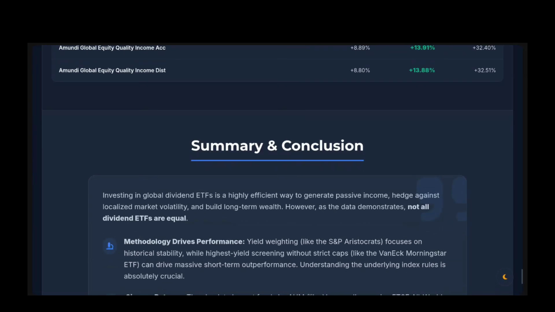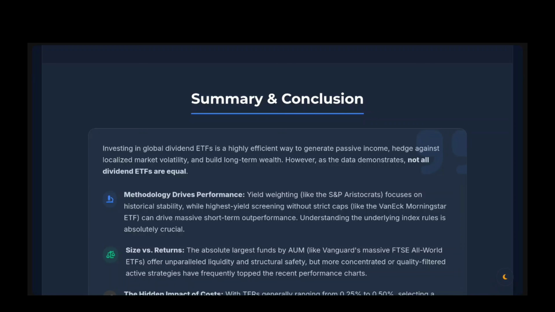Okay, so summary and conclusion for this video. Investing in global dividend ETFs is a highly efficient way to generate passive income, hedged against localized market volatility, and build long-term wealth. However, as the data demonstrates, not all dividend ETFs are equal. A couple of things to bear in mind: methodology drives performance. Yield weighting, like the S&P Aristocrats, focuses on historical stability, while the highest yielding screening without strict caps, like the VanEck Morningstar ETF, can drive massive short-term outperformance. Understanding the underlying index rules is absolutely crucial.